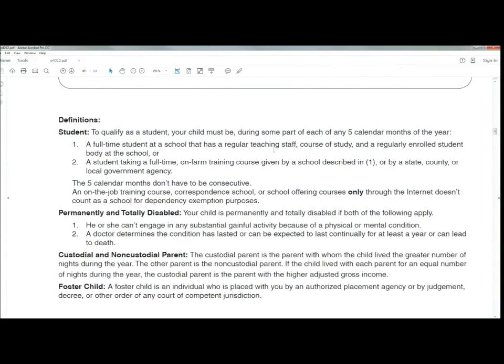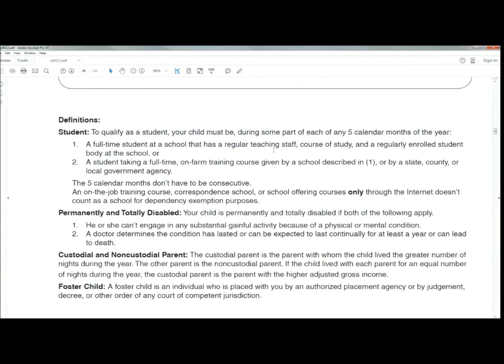There's a big difference between a custodial parent and a non-custodial parent. By and large, the custodial parent is in charge. The custodial parent sort of runs the dependent exemption. And custodial, non-custodial, as it says here, is just simply a matter of who the child was with at night the most during the year. We don't care about legal custody. We don't care about what a court document might say. We're really just asking the question, where did that child sleep?